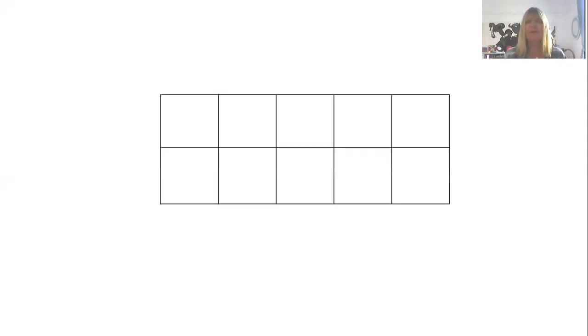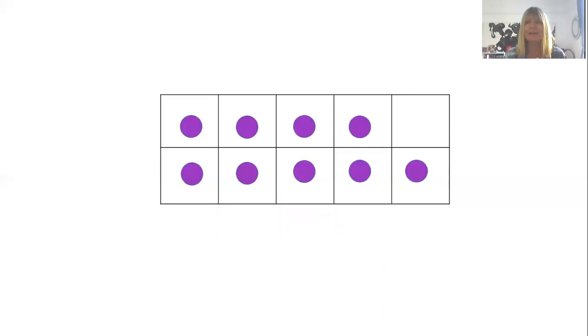10 frame. Our 10 frames come up. It's empty at the moment. Let's count the dots as they go in. 1, 2, 3, 4, 5, 6, 7, 8, nine purple dots, which leaves us with one empty square.